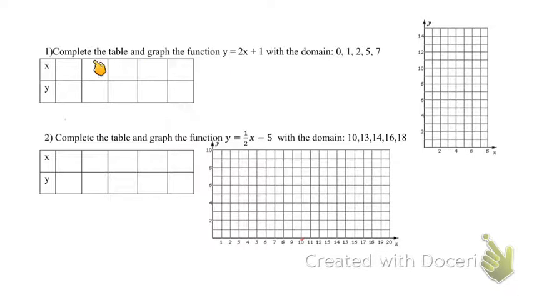We're going to complete this table using this function here and with the domain of 0, 1, 2, 5, 7. Once we complete the table, we're going to graph these points. Okay? Here's the thing you have to remember.